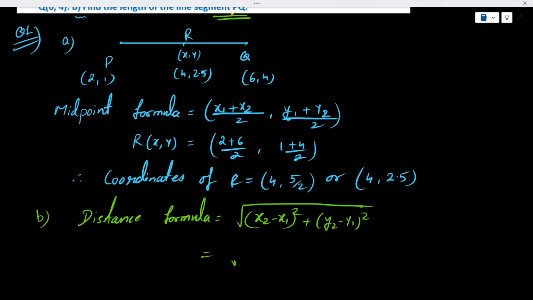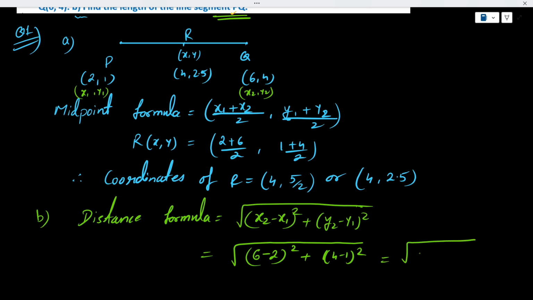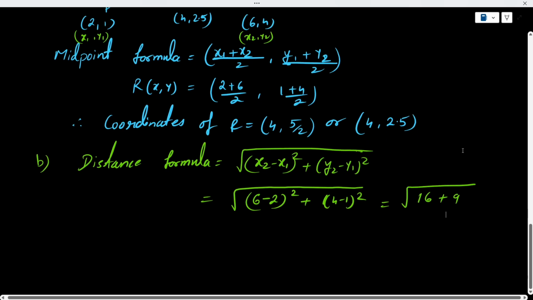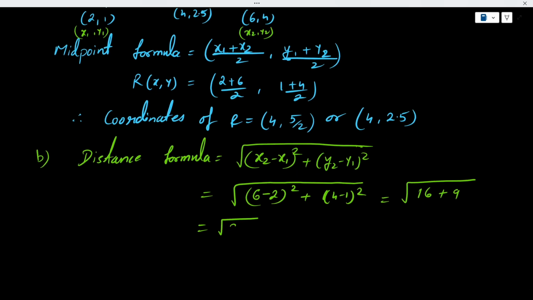Now what is your x2? You can also take x1 minus x2 whole square plus y1 minus y2 whole square. So you know these are your endpoints, and if I take x2 y2, you can write 6 minus 2 whole square plus 4 minus 1 whole square. Now, with further simplification, 4 square is 16 plus 3 square is 9, and you get root 25. Distance cannot be negative, so you'll consider only the positive value of the square root, that is 5 units, right?